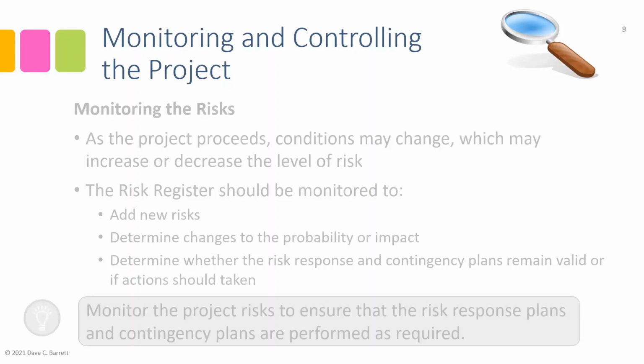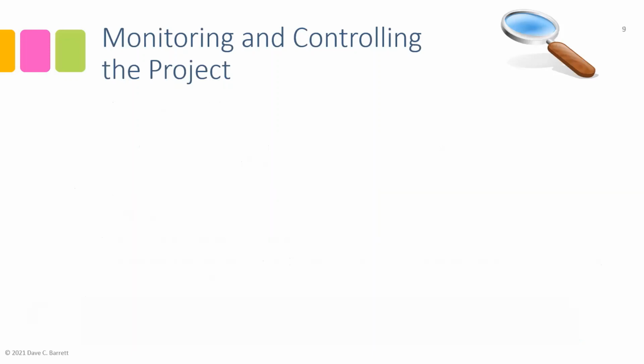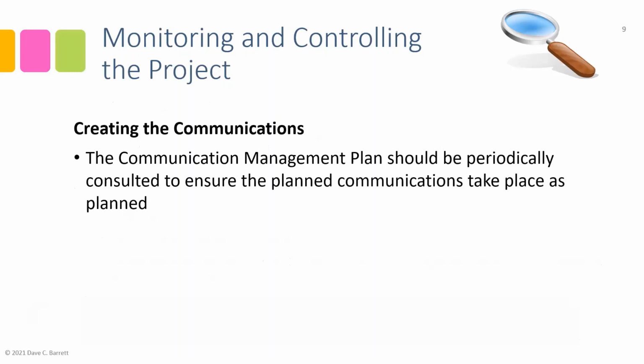Continuing on monitoring and controlling, we're now at the point of creating the communications that we had previously planned. As you remember, the communication management plan was created during the planning phase, and it should be periodically consulted to ensure the planned communications take place as planned. They should occur as we originally envisioned them to occur.